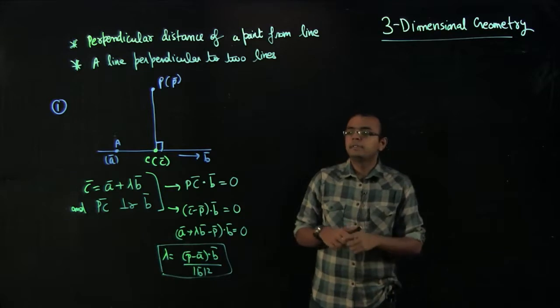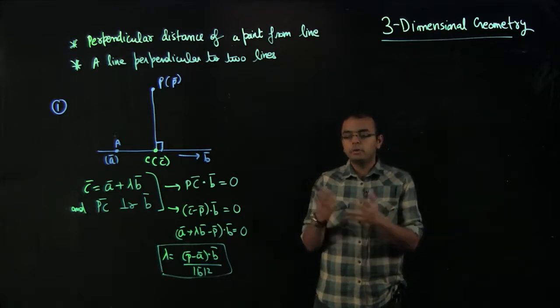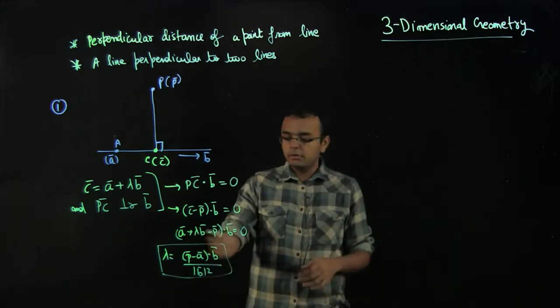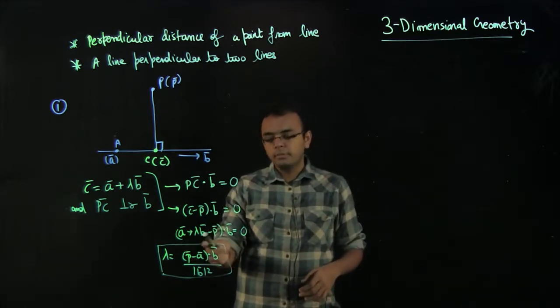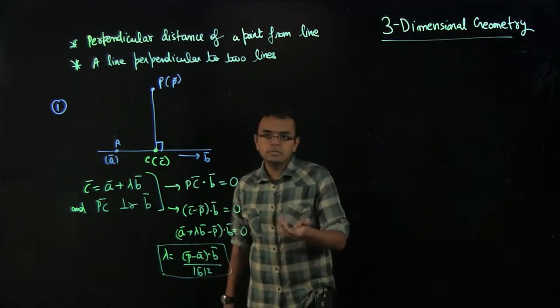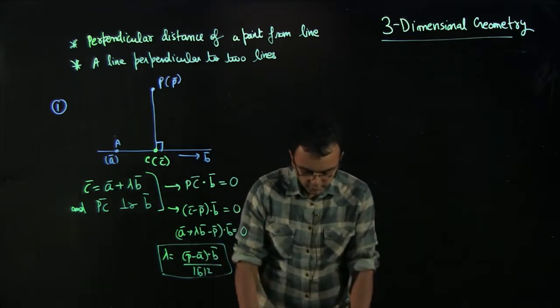I hope you are able to understand and follow what we are doing here. You can solve this equation using the associative property. You can open the brackets and then rearrange to get this. Let us just do a problem on this so that you can quickly understand.